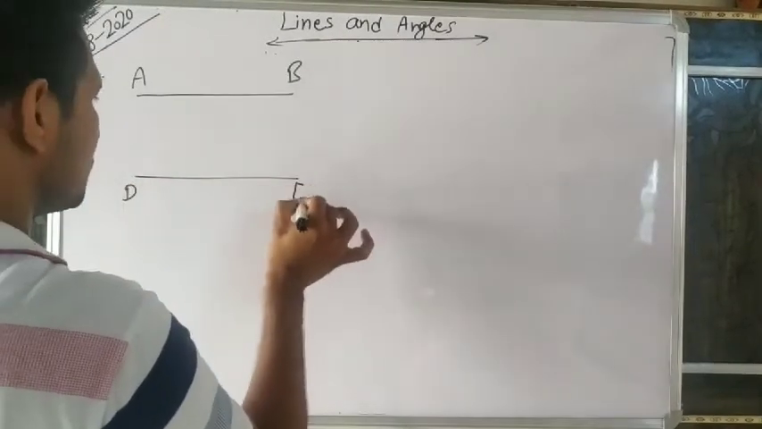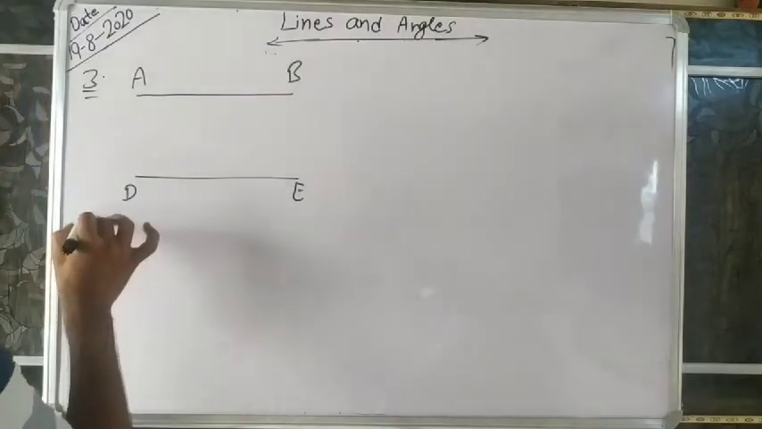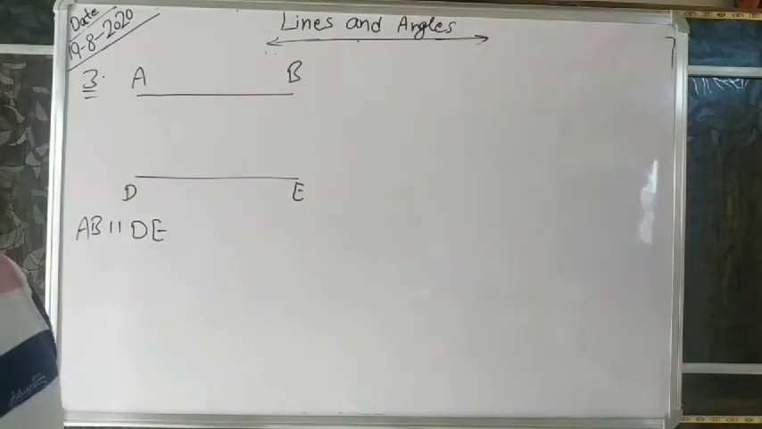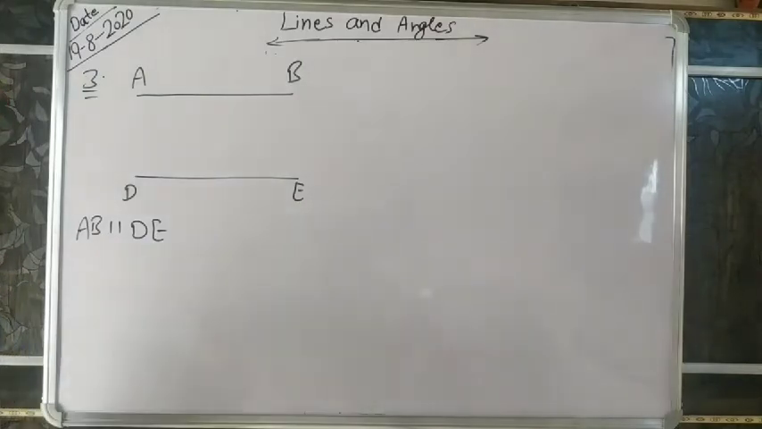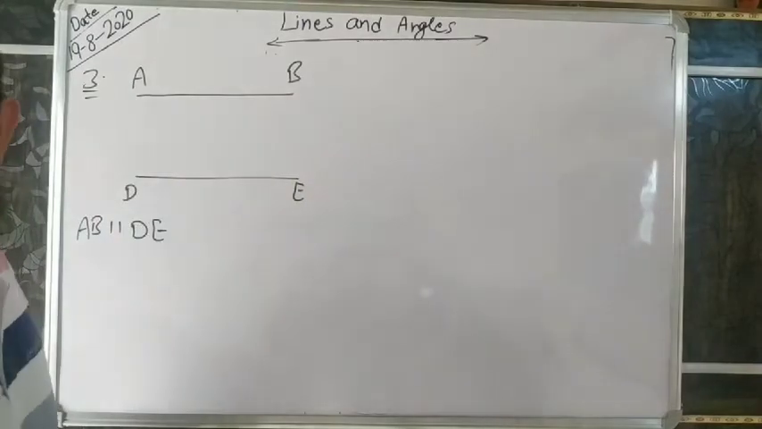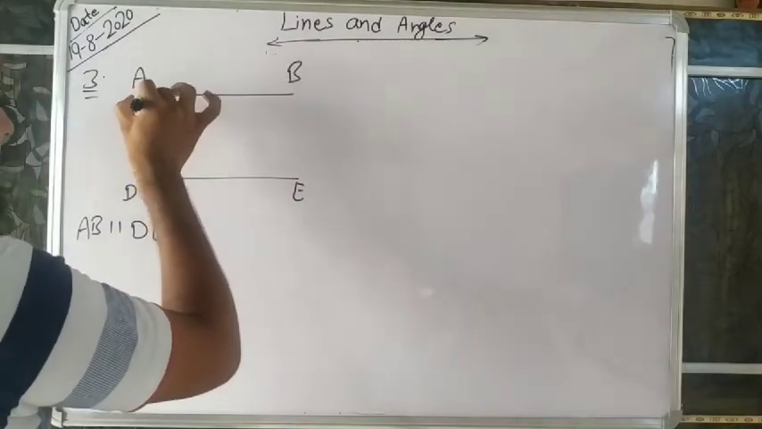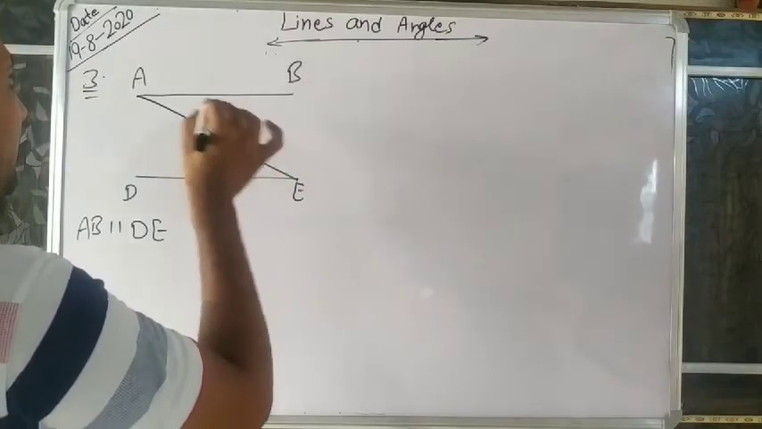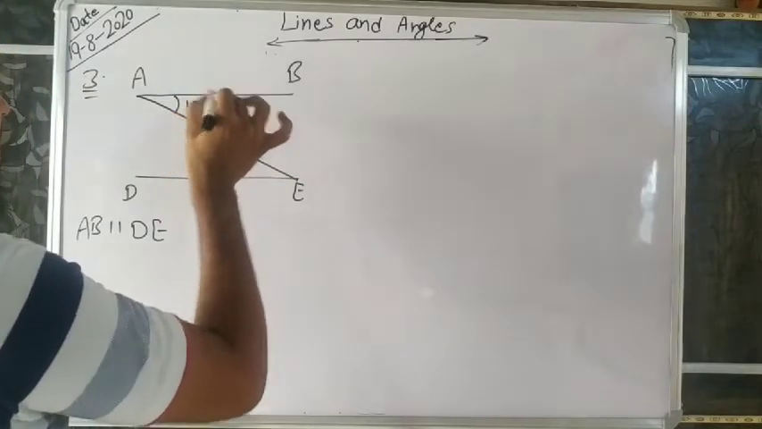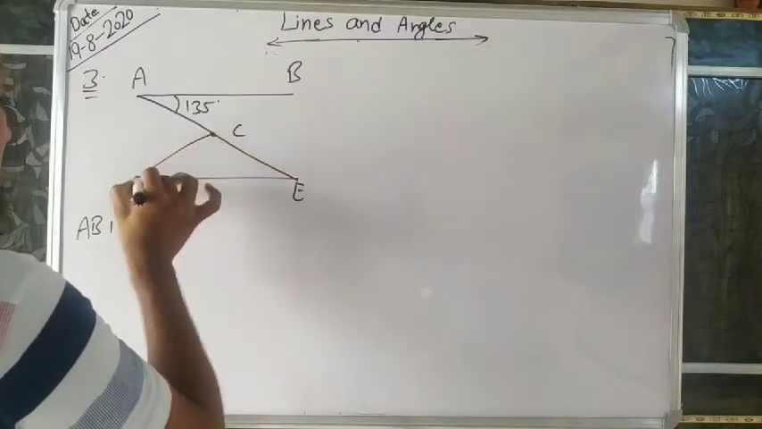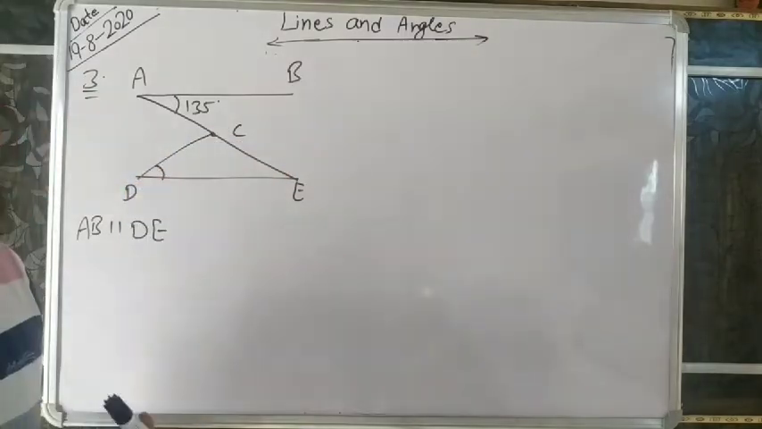Yes, AB is parallel to DE. Next is BAC. Some points are given here. Here C is given. BAC is 135. Next is CDE. How much? It is 53.